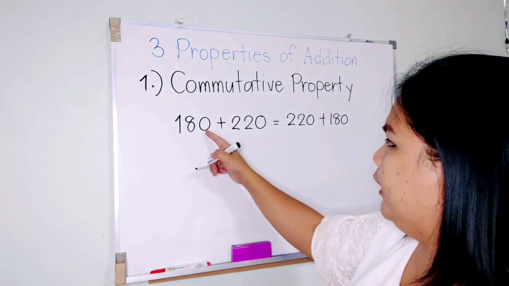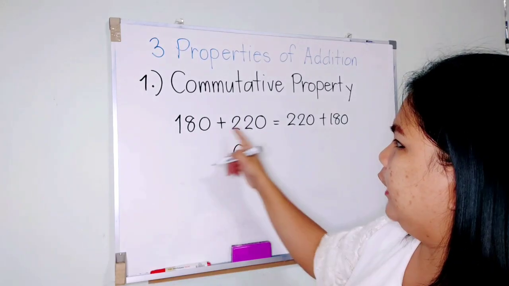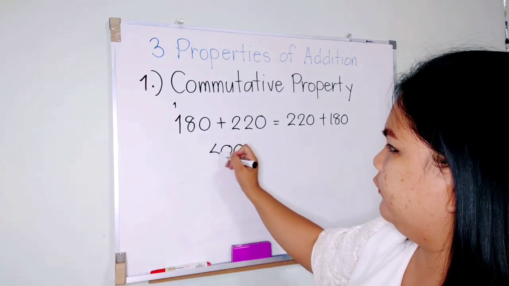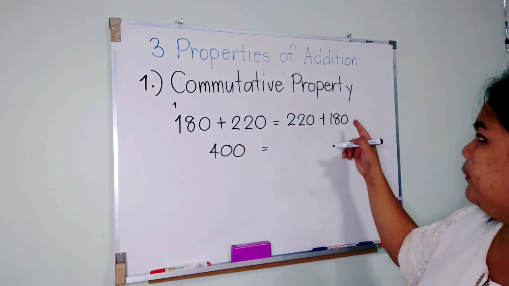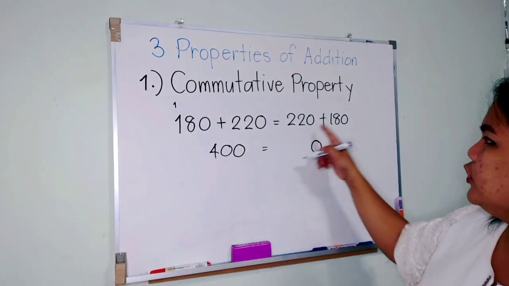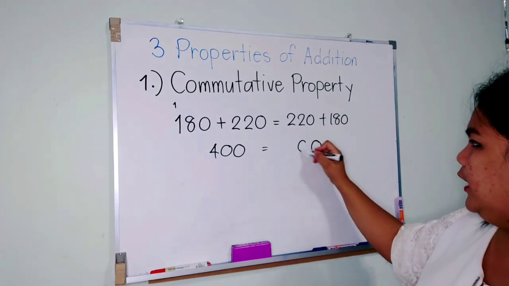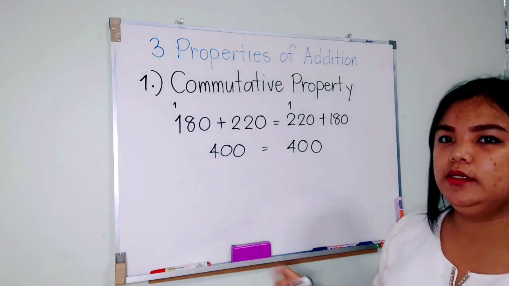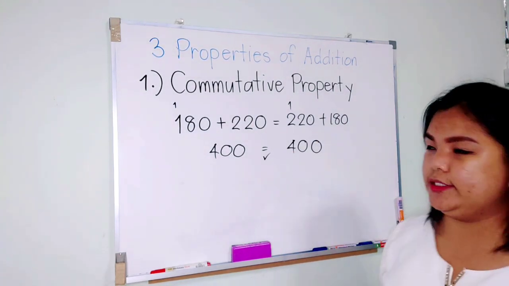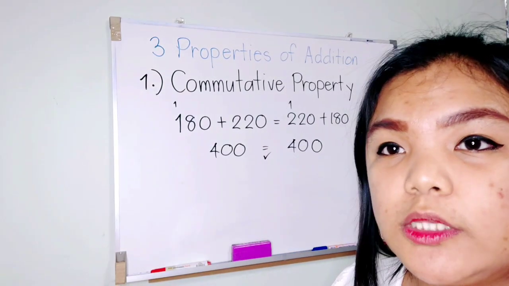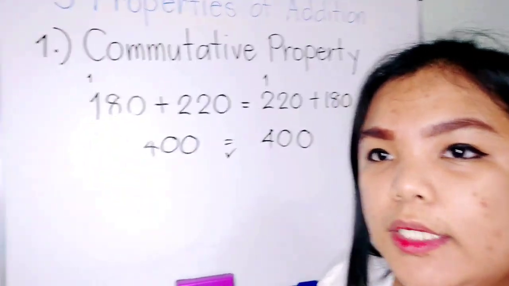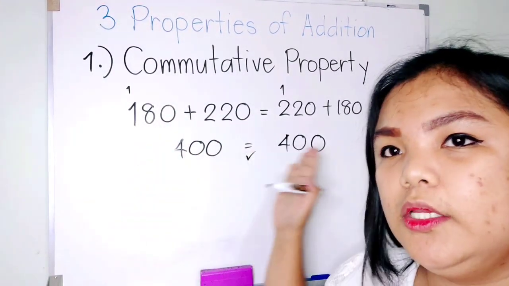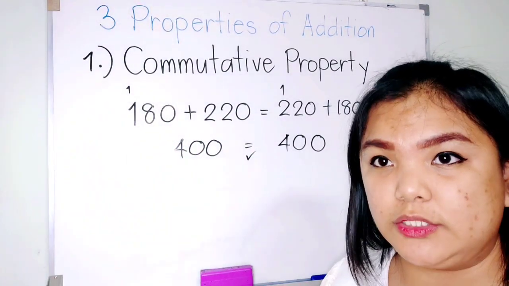So, for example, we have 0 plus 0, 0. 8 plus 2, 10, carry 1. 1 plus 1 plus 2 is 4. The same thing here. 0 plus 0 is 0. 2 plus 8 is 10, carry 1. 1 plus 2 plus 1 is 4, so 400. So, you will still get the same answer. That is commutative property, wherein when you change their position, you will still get the same answer.